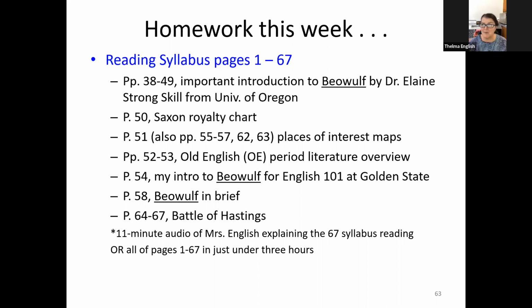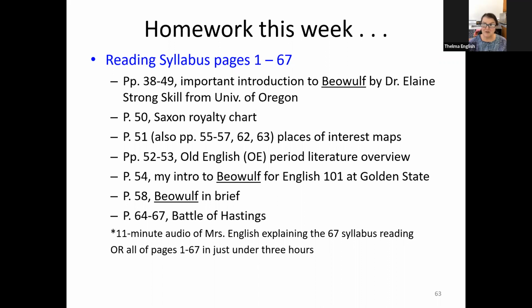And my introduction to Beowulf for English 101 at Golden State School of Theology. It's an online college. I wrote a curriculum for them. Actually, I wrote English 101. I think it's 201. I think it's sophomore level. Sorry. But it's my English literature course that they use at Golden State School of Theology online.